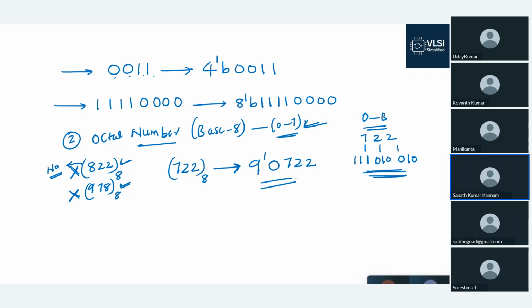So I think you understood. Basically, it will be converted from octal to binary, and after that, however many bits there are, that much size is used in the representation. So this is the representation of octal.